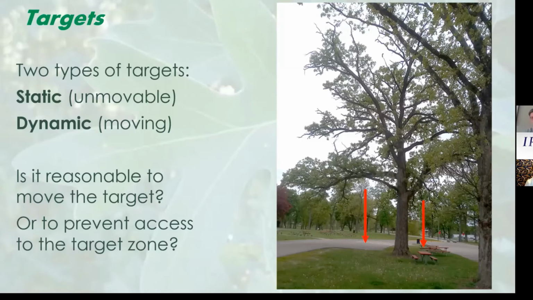It's going to park there. They're going to come and eat their lunch at the picnic table. So both the person and the car are dynamic targets, and they're going to eat their lunch for half an hour, and then they're going to leave.